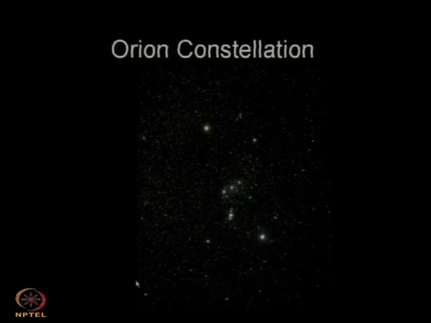So Orion is a very prominent constellation in the sky, and if you just go out tonight, you can see Orion around 8:30 or 9. It will be a little to the east at that time. Okay, and you can easily identify this.